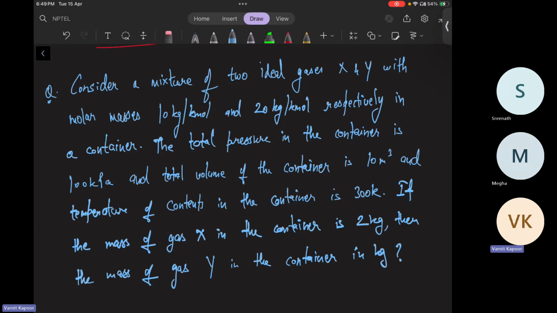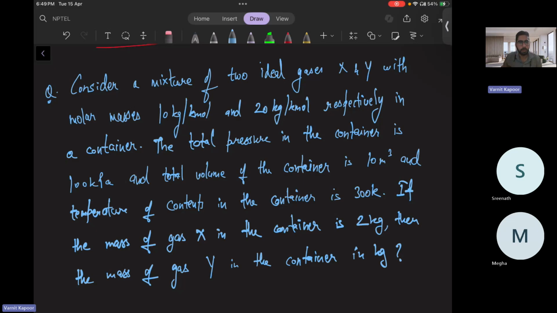Okay, I guess most of you are done by now. It's a pretty simple question. There is a mixture of two ideal gases that have molar masses 10 and 20 kg per kilomole. The total pressure inside a container is given to you, the total volume of that container is given, and the temperature inside that container.